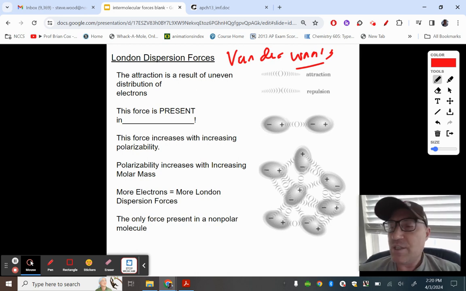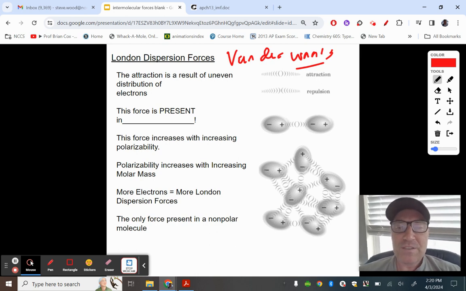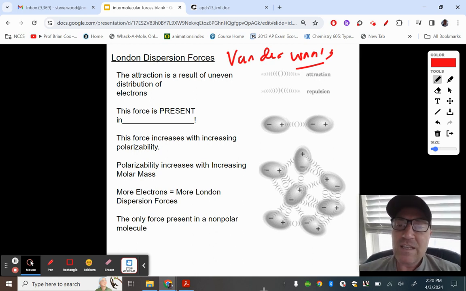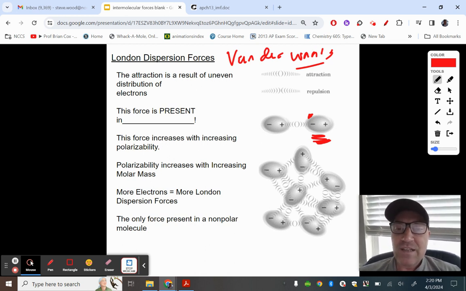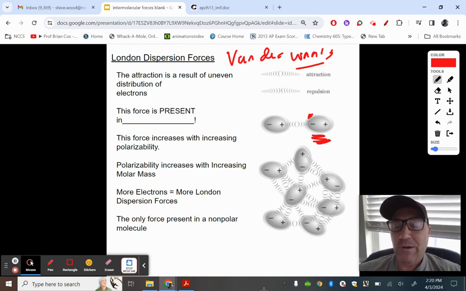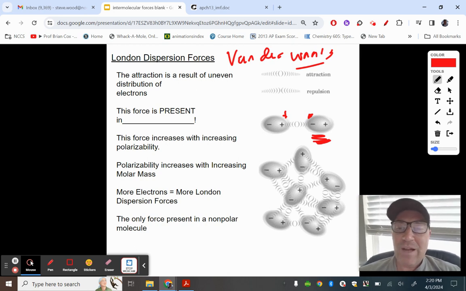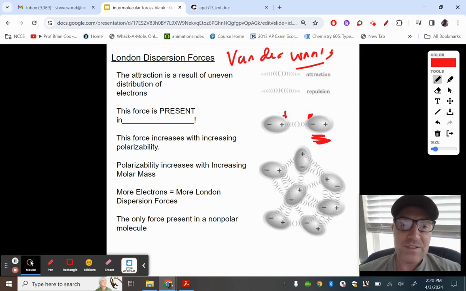This is the attraction that's a result of momentary unevenness in how electrons are distributed. So, for example, down here, there's a moment when the electrons are on the left side. They're over here for a second, so that side is slightly negative. Then another molecule comes by, and its electrons go to the other side because they want to be away from the other electrons, and this one becomes slightly positive. This real slight, momentary attraction is the only thing present in nonpolar molecules.